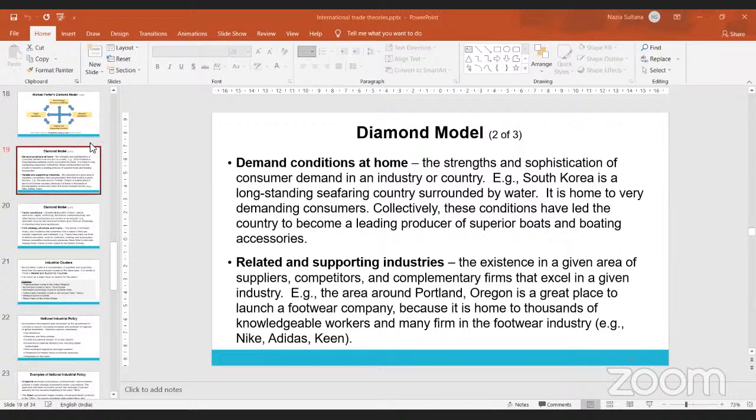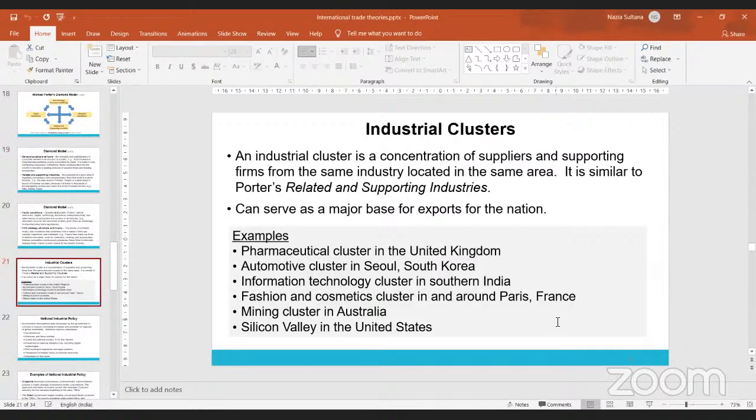These are a part of your theories which are related to your Michael Porter diamond model. Then, stemming from this, you have a concept which is called industrial clusters. Industrial cluster is similar to your supporting industries, where there is a concentration of suppliers and supporting firms within an industry.